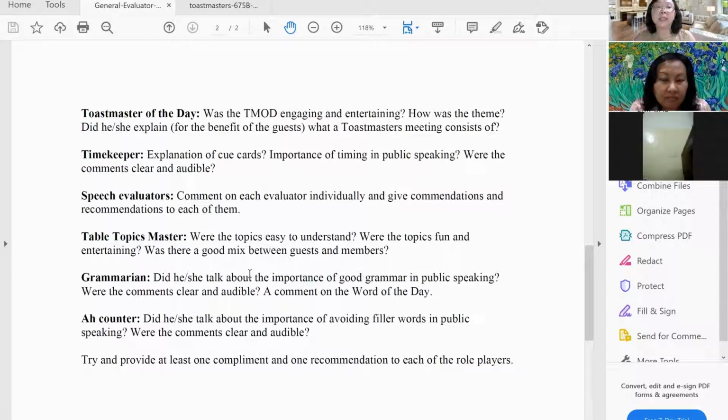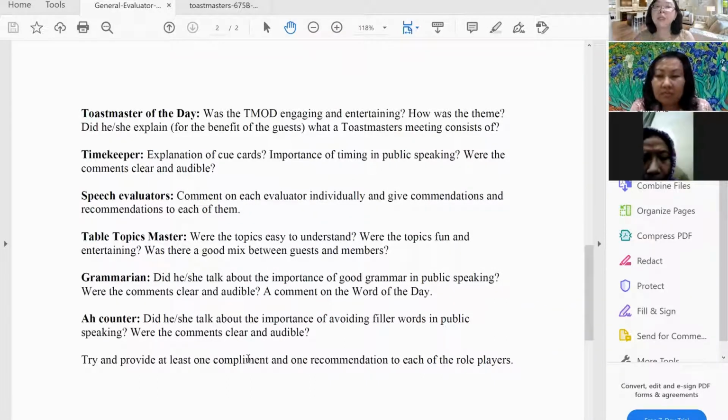So not just guests. Grammarian: did he or she talk about the importance of good grammar in public speaking? Were the comments clear and audible? A comment on the word of the day. Counter: did he or she talk about the importance of avoiding filler words in public speaking? Were the comments clear and audible? Try to provide at least one compliment and one recommendation to each of the role players.